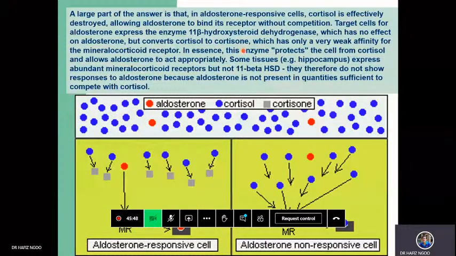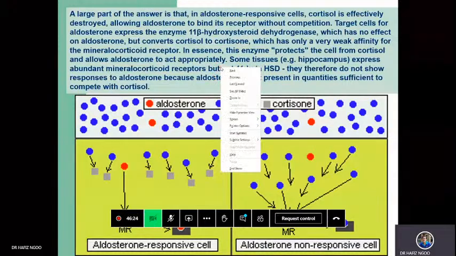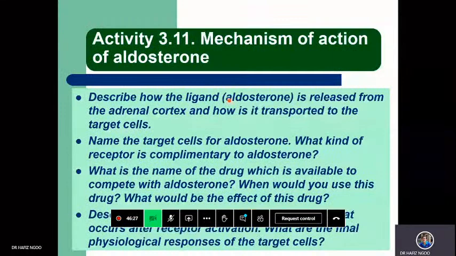This is basically due to the cell itself. One is that the target cell expresses 11 beta hydroxysteroid dehydrogenase, which converts cortisol that binds to the receptor into cortisone, and this gives it a weak affinity for the mineralocorticoid receptor. The other is that this enzyme protects the cell. Some tissues, like the liver, express abundant mineralocorticoid receptors, so they actually have more.